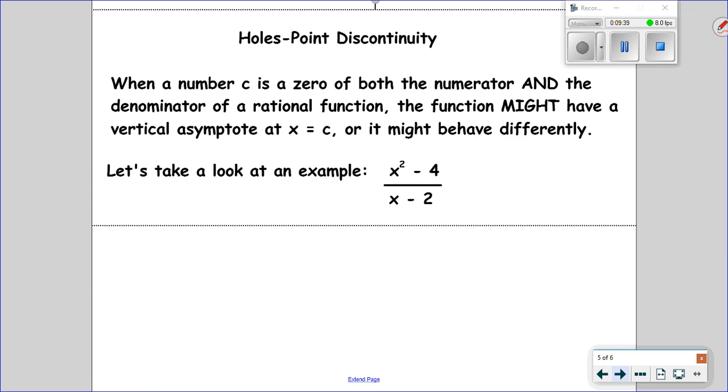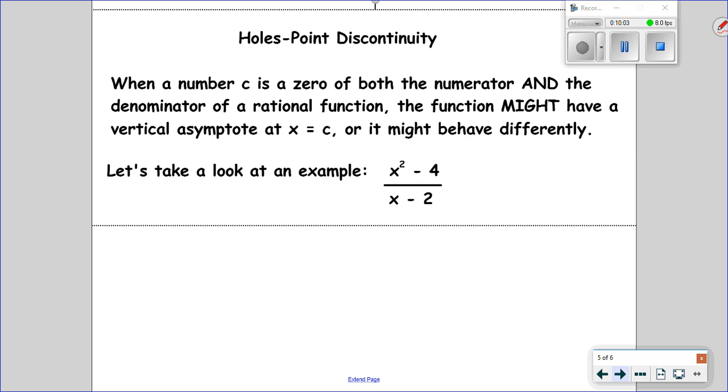Okay. Holes, or point discontinuities. So, when a number c is a zero of both the numerator and the denominator of a rational function, the function might have a vertical asymptote at x equals c, or it might behave differently, meaning it might have a hole, okay, instead of a vertical asymptote.